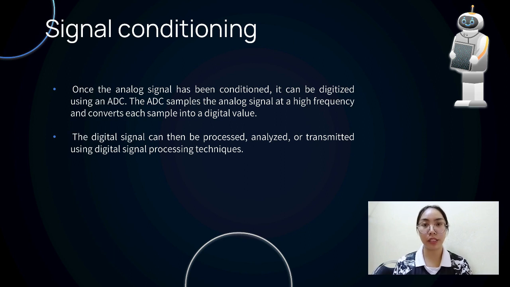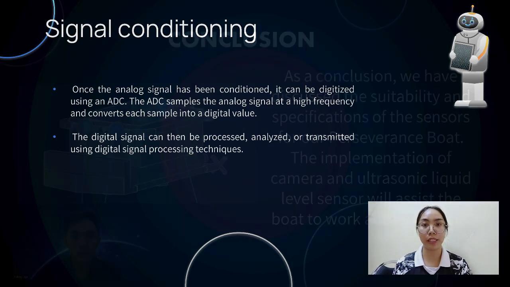Signal conditioning helps to prepare the analog signal for conversion to digital by modifying it in some way. The analog signal may need to be filtered, amplified, or otherwise modified before it can be accurately digitized. Once the analog signal has been conditioned, it can be digitized using an ADC. The ADC samples the analog signal at a high frequency and converts each sample into a digital value. The digital signal can be processed, analyzed, or transmitted using digital signal processing techniques.